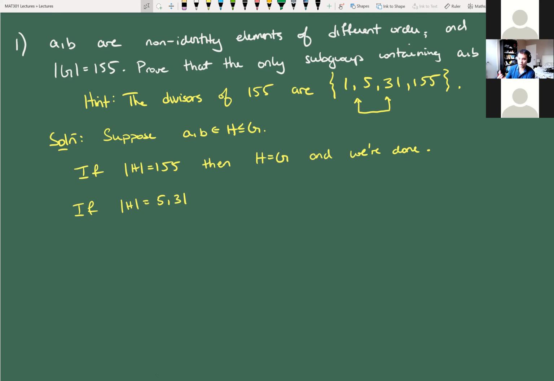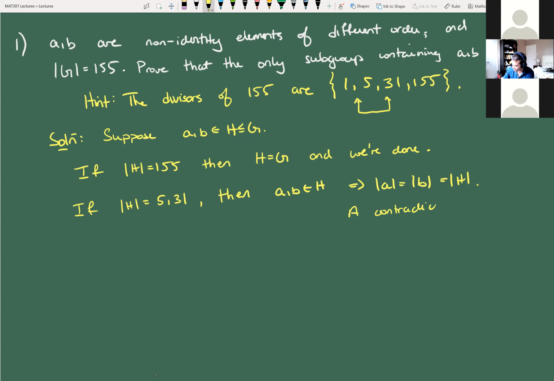I'm going to suppose that A and B are elements of a group H, and I'll argue what could happen depending on the size of H. If the order of H is 155, then H is the group G, and I'm done. If the order of H is either 5 or 31, both of these are prime. Since A and B are both in H, their orders must divide the order of H, which implies that the order of A equals the order of B equals the order of H, because the order of H is prime. Here I'm using the fact that it's prime and that these are non-identity elements, so their order can't be 1. This is a contradiction.